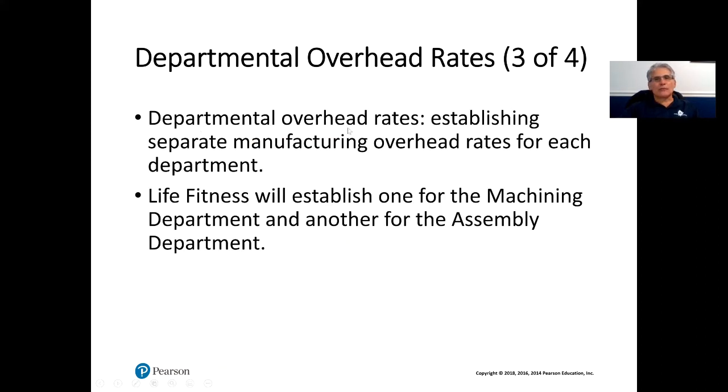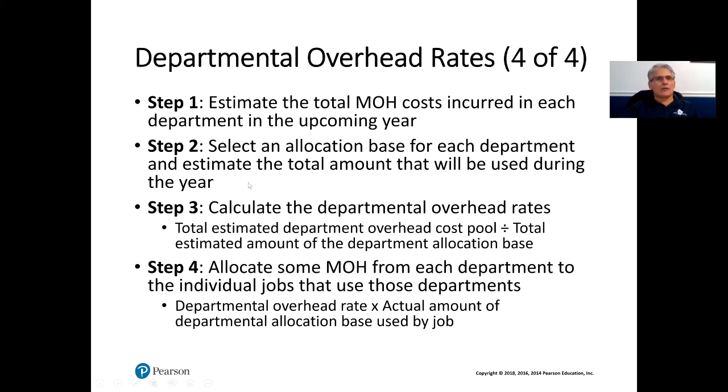Okay, so departmental overhead rates, you're establishing separate manufacturing overhead rates for each department. See, the plant-wide was just one rate, but now for departmental overhead rates, we're going to establish a different rate for every department. Life Fitness will establish one for the machining department and the other for the assembly department. This process for establishing departmental overhead rates is really the same process that we learned for the plant-wide. The difference is that now, instead of 1 for the plant-wide, we're going to figure out the overhead rate allocations for every department.